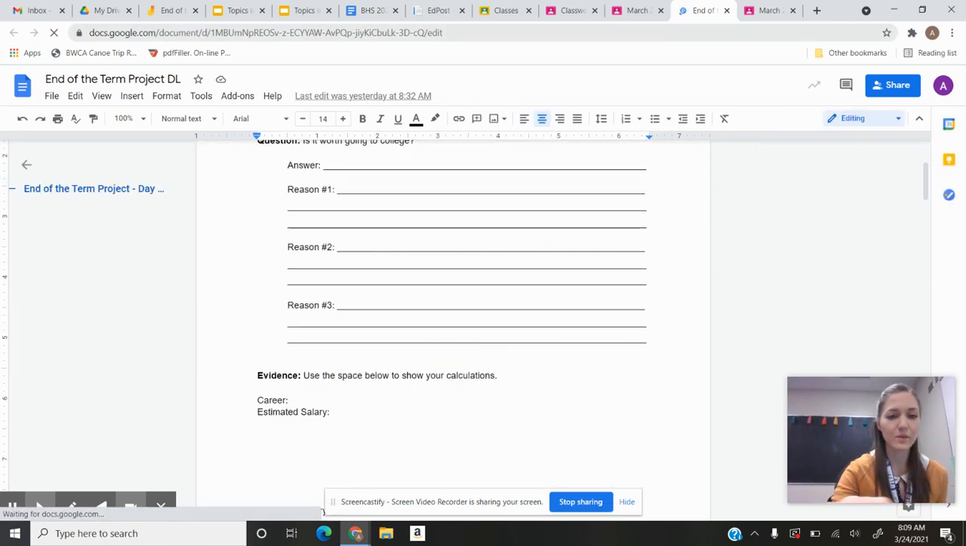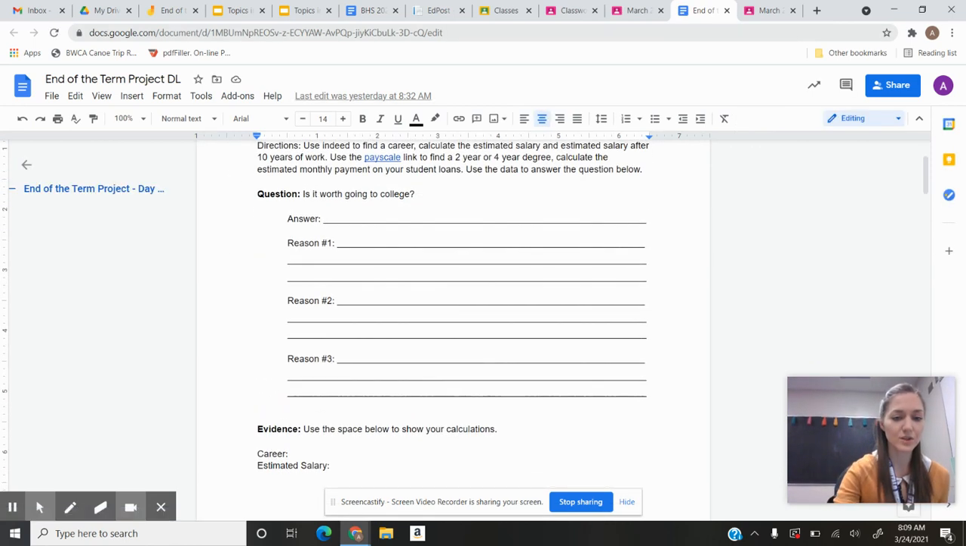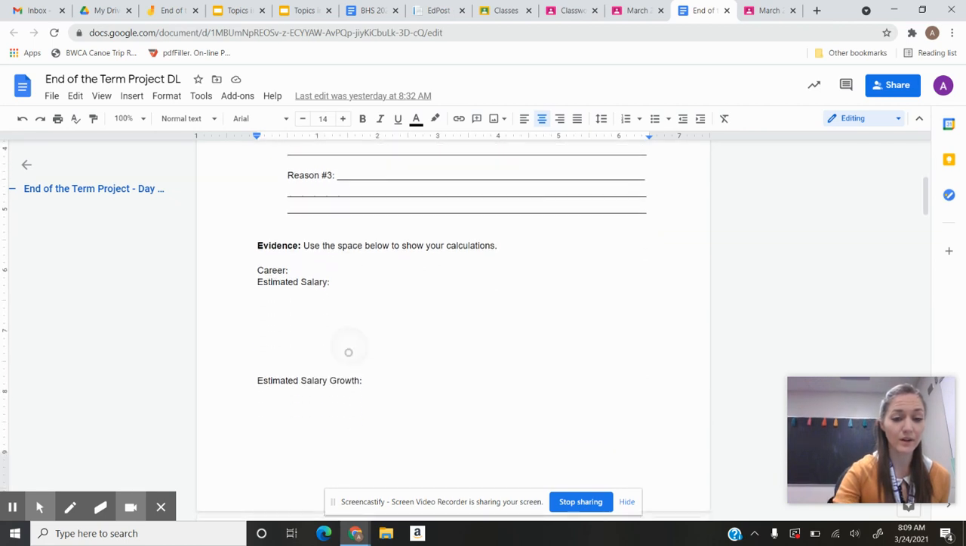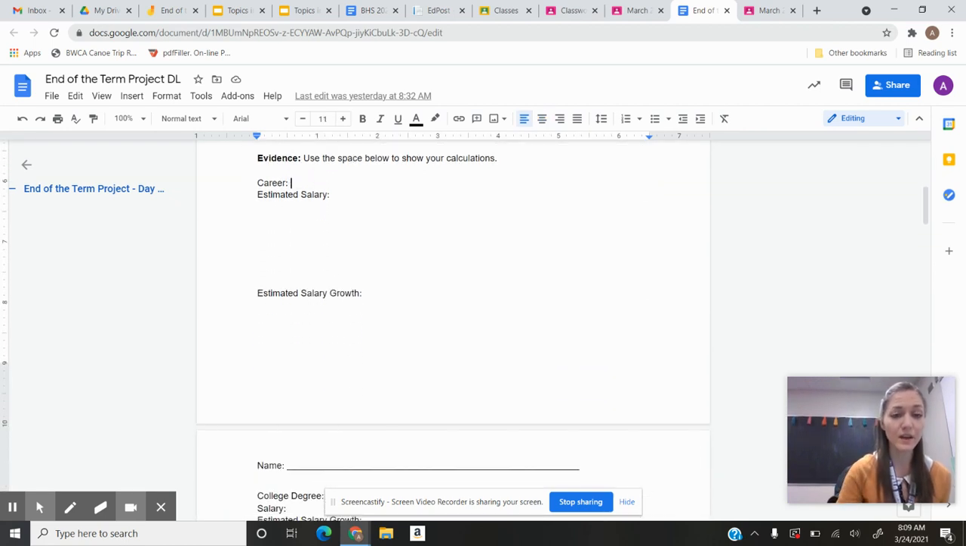Okay, so we're going to be answering this question at the very, very end. Right now, we're just filling out the evidence. Monday, you looked for a career on Indeed that did not require a college degree, that was entry level. On Tuesday, you calculated the estimated salary. Today, you're going to calculate the estimated salary growth.